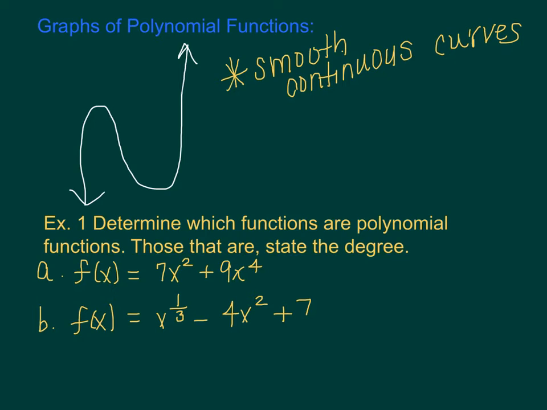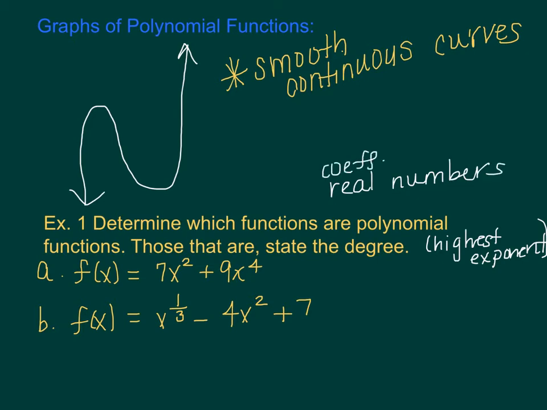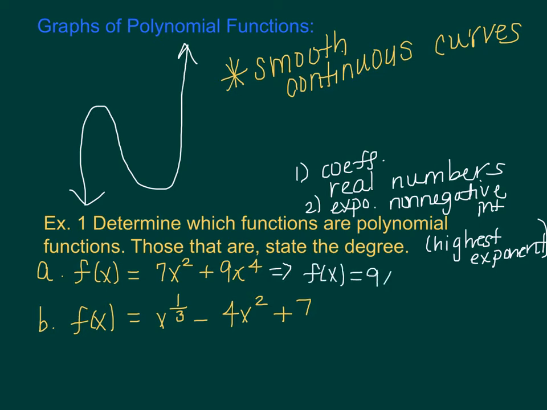Those that are, state the degree. The degree is the highest exponent, so make sure that they are in order. And we call that standard form when they're in order from least to greatest. So looking at A, I notice all my coefficients are real numbers, so we got that in check. And the exponents have to be non-negative integers. So I look at my exponents and they are non-negative. However, this is not in standard form, so I'm going to rewrite it. So this one's yes, and my degree is 4.